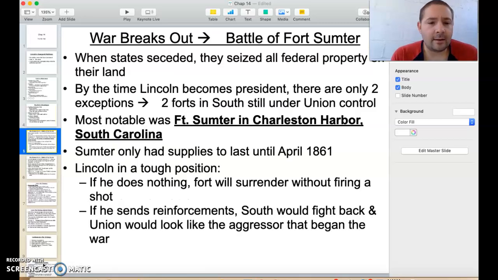So we know that the war breaks out with the attack on Fort Sumter in Charleston, South Carolina, and this is the thing that precipitates the fighting.